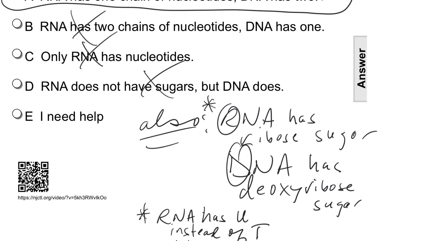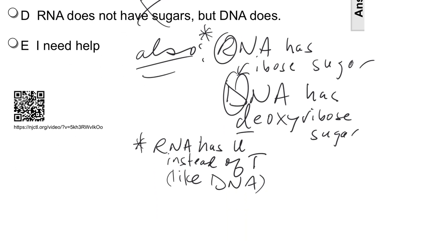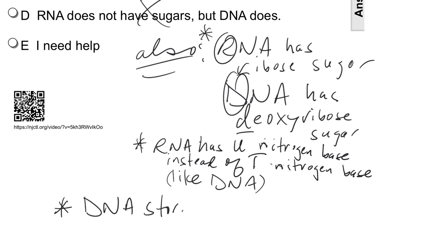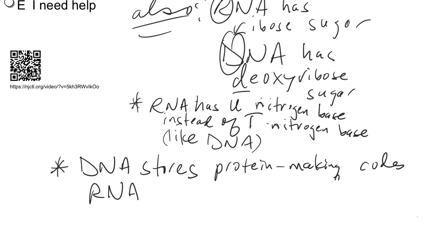RNA has ribose sugar. DNA has the deoxyribose sugar. RNA has uracil nitrogen base instead of thymine nitrogen base like DNA has. Also, the function: DNA stores the genetic information, stores the protein making codes, and RNA carries out the codes to make protein.